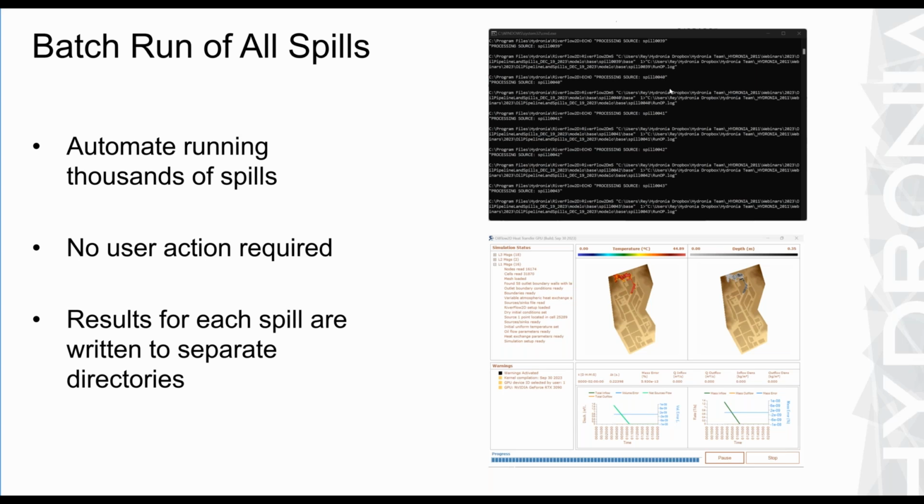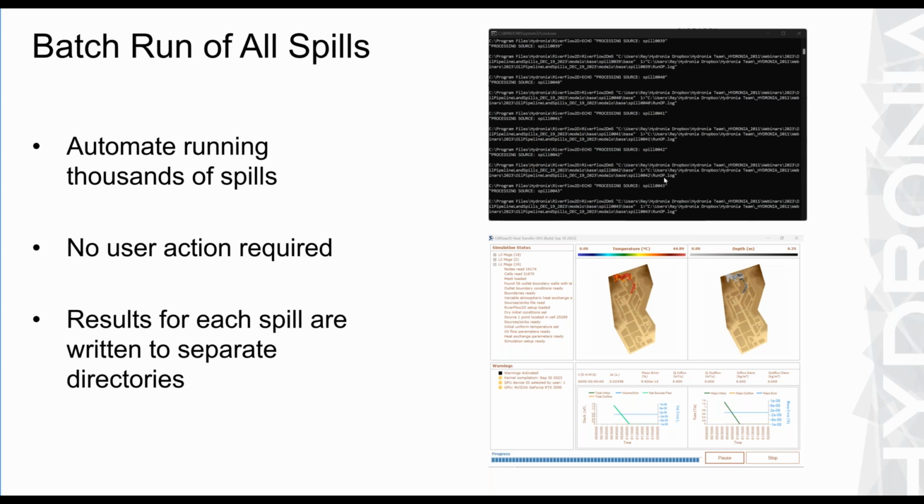So you will see them on screen, and it will tell you which one. You can see here, this is spill 40, 41, 42, 43, and you will see that this advances in time automatically until it completes the simulation for the 200 or whatever number of spills you have.